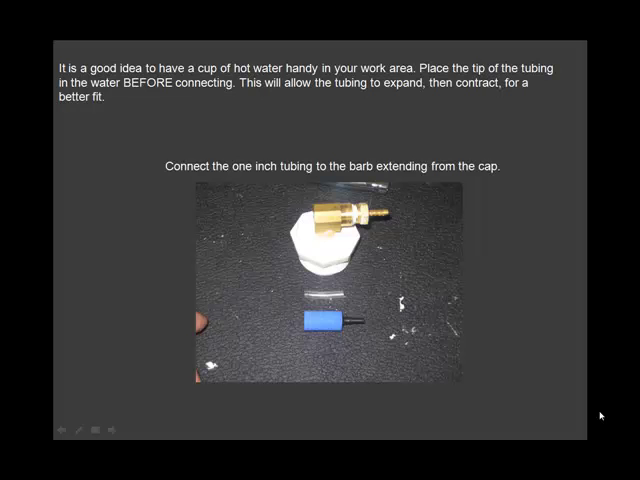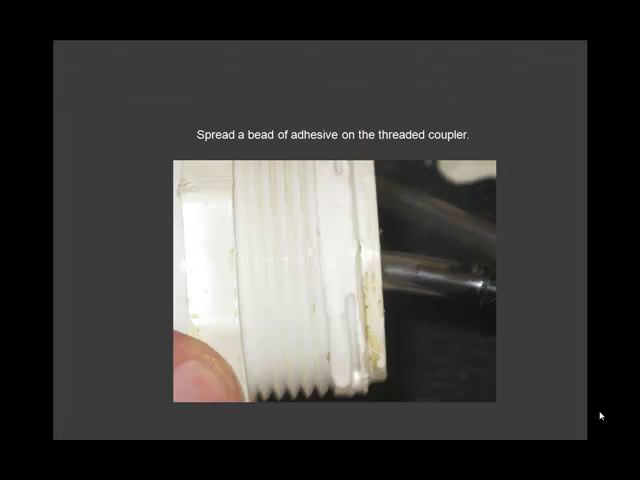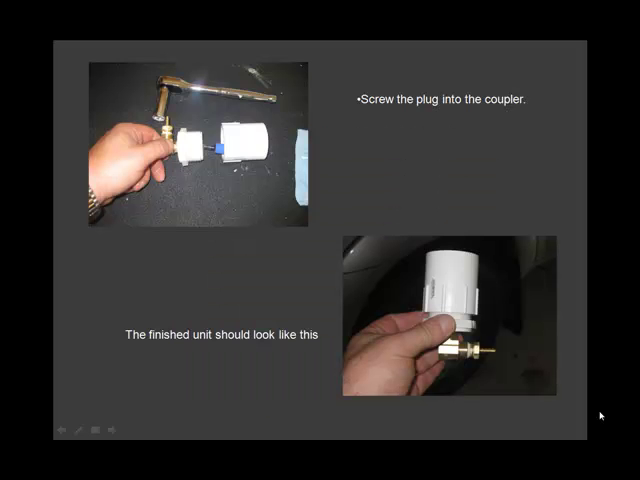It's a good idea to have a cup of water handy in your work area. Spread a bead of adhesive on the threaded coupler. Screw the plug into the coupler. The finished unit should now look like this.